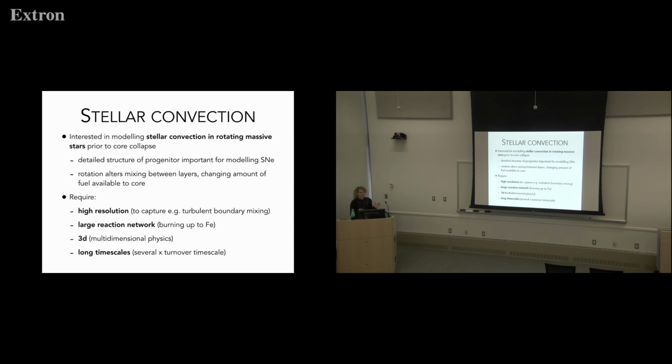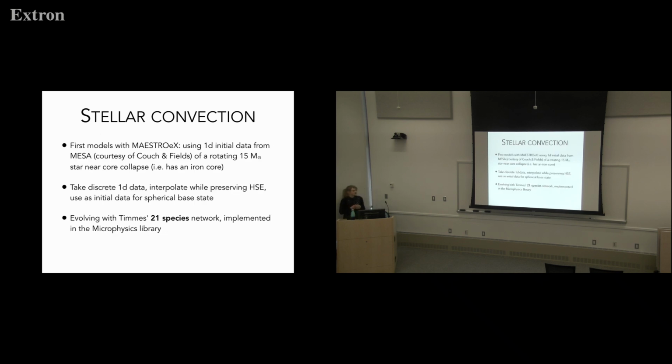We really need to do this in 3 dimensions. Lots of people have done models previously using one-dimensional codes, but we've got lots of multi-dimensional physics here. We've got convection, which is intrinsically 3-dimensional. We've got turbulence, which again, 3-dimensional turbulence can only be modeled using a 3-dimensional code. And finally, we need to do fairly long timescales. Realistically, this means we need several convective turnover timescales, so a few minutes of simulation time. This is all very challenging to do using a standard compressible code, which is why we are trying to do this using Maestro.